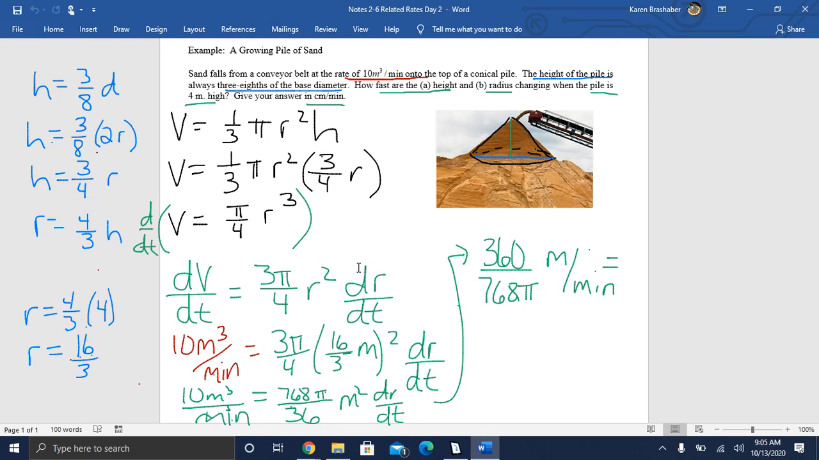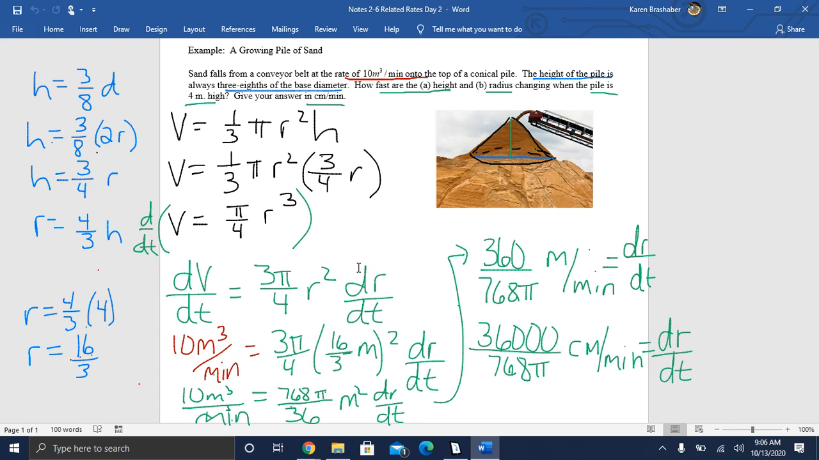It does ask you to give it in centimeters per minute. So you'd have to multiply like we did on the last one by 100. So that would be 36,000 over 768 pi centimeters per minute. And as a decimal, again, approximating to the nearest hundredth, we have 14.92 centimeters per minute as the rate of change of the radius.